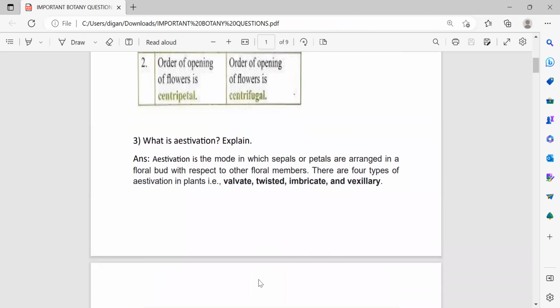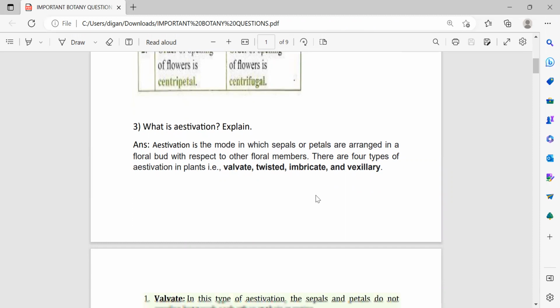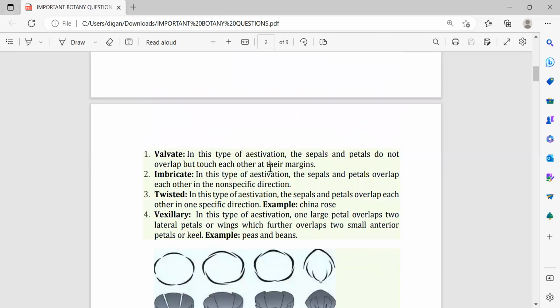What is estivation? Estivation is the mode in which sepals or petals are arranged in the floral bud with respect to other floral members. Means how the sepals and petals are arranged, that is called estivation. Estivation is of four types: valvate, twisted, imbricate and vexillary. Valvate means in this type of estivation the sepals and petals don't overlap but touch each other at their margin. This is the diagram. So in the diagram, their margins only touch each other.